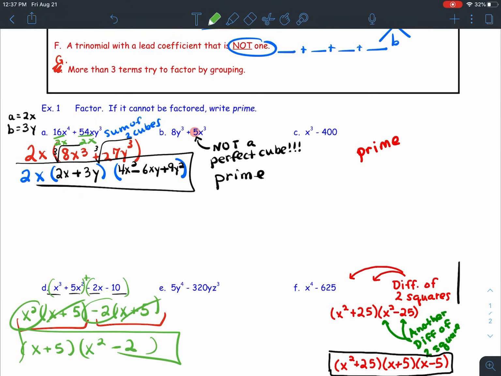Okay, all right, let's go ahead and try example E here. We're just going to look at a few more and then we will wrap this up. In example E, I want to check for my GCF first. It looks like maybe a 5 could go into both 5 and 320. I also notice there is a y in both of those terms.